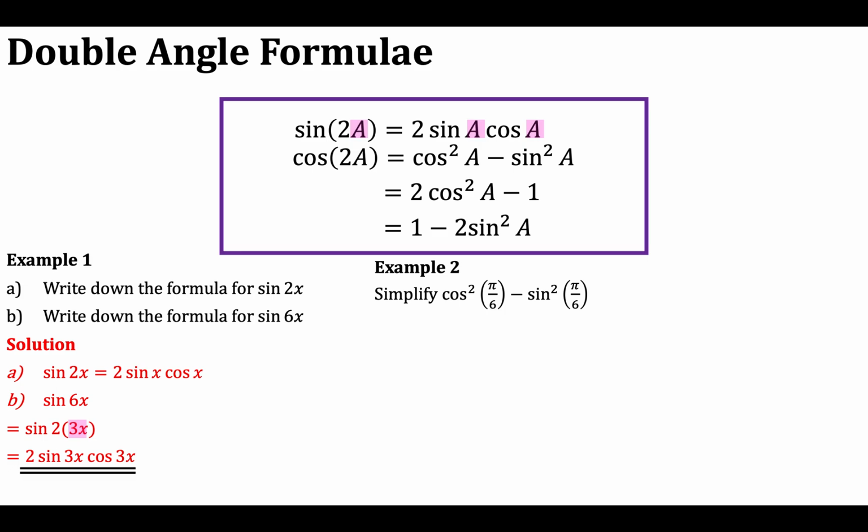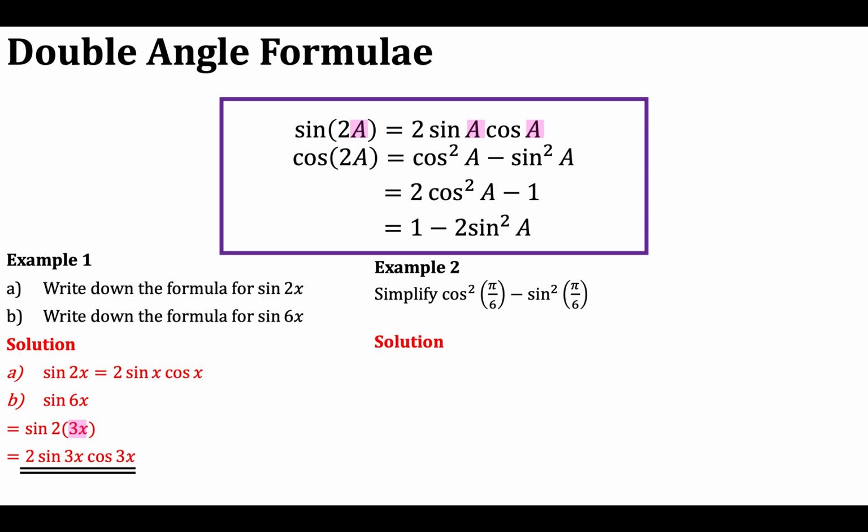Let's have a look at example 2. We want to simplify cos squared of pi over 6 minus sine squared of pi over 6. Now for this we could work out what cos of pi over 6 is and square it, and then subtract the sine of pi over 6 all squared.